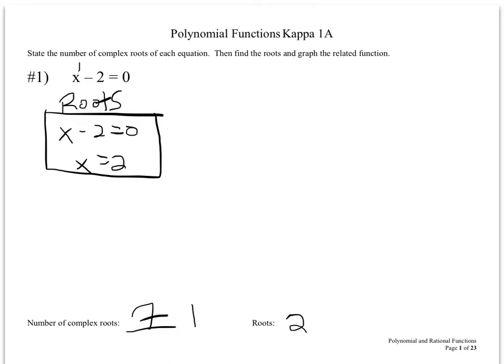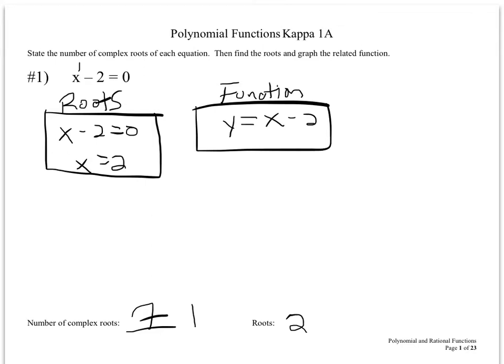To graph the related function, you take the 0 that it's equal to and you replace it with a y. So instead of 0 equals x minus 2, it's y equals x minus 2. So we found the number of complex roots. We found the roots. Now we have to graph the related function.